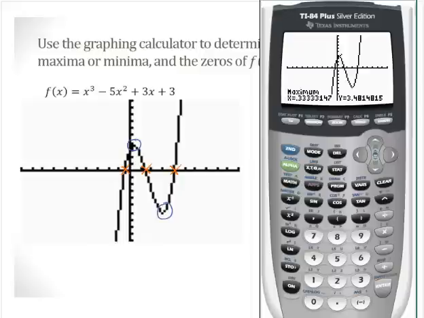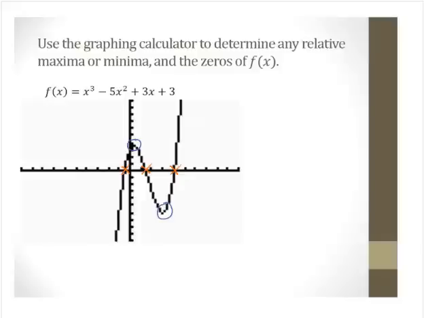It appears that the maximum occurs at 0.33333, etc., 3.481485. So the maximum appears to be at 0.33. The maximum value is 3.48. So we have a relative maximum of 3.48 at x equals 0.33. That's what the graph told us.